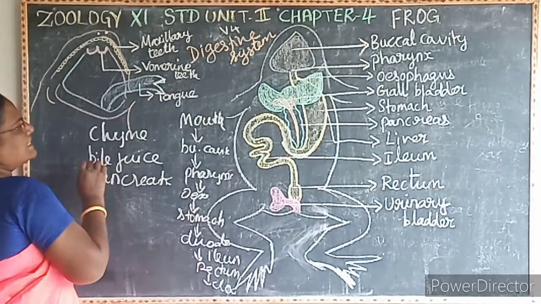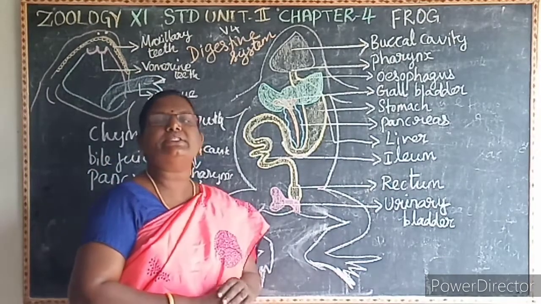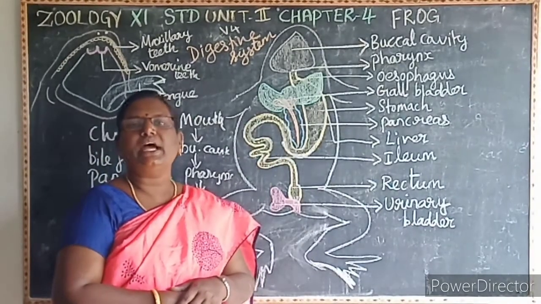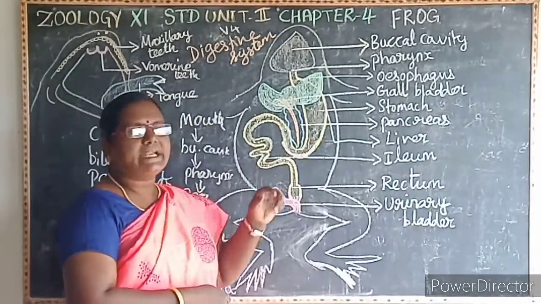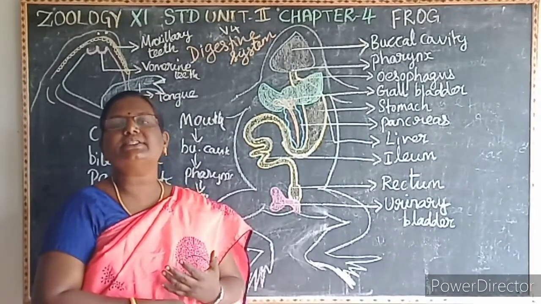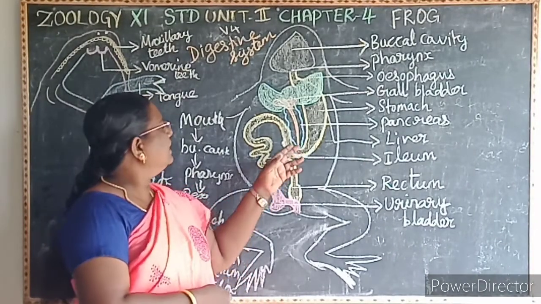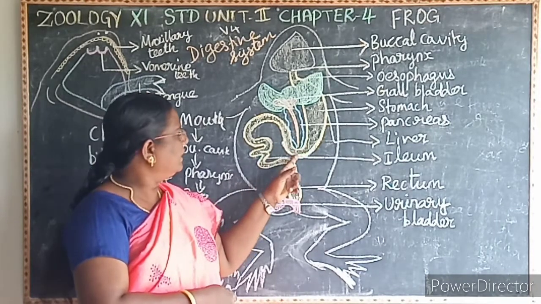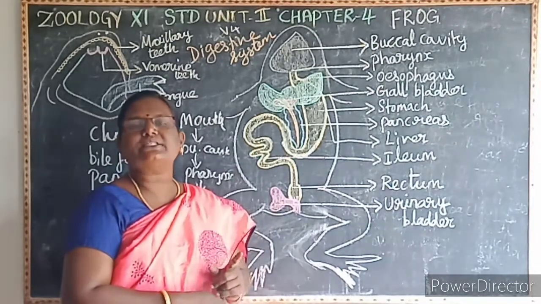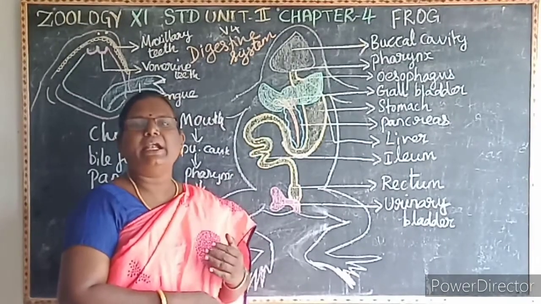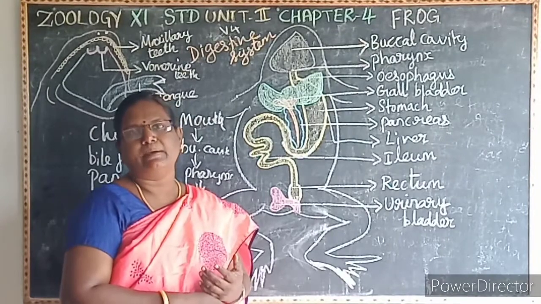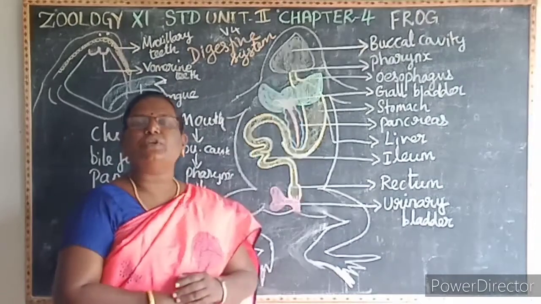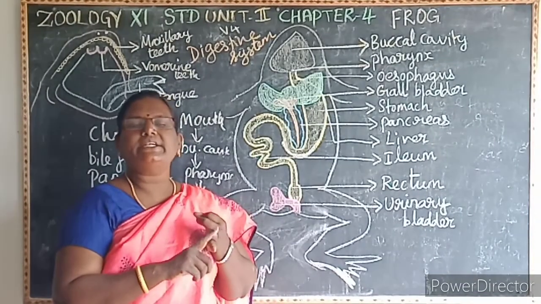The bile juice is secreted from the liver. The liver secretes the bile juice and it is stored in the gallbladder. The pancreas secretes the pancreatic juice, and then through the pancreatic duct it opens into the duodenum. So the duodenum receives the bile juice as well as the pancreatic juice. This bile juice helps to digest the fat, and this pancreatic juice helps to digest the proteins, carbohydrates and lipids.